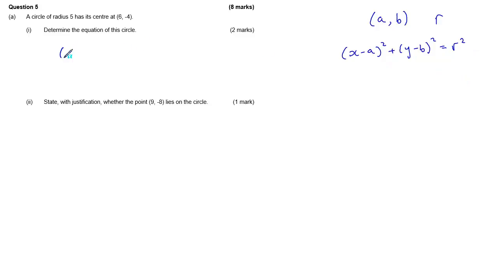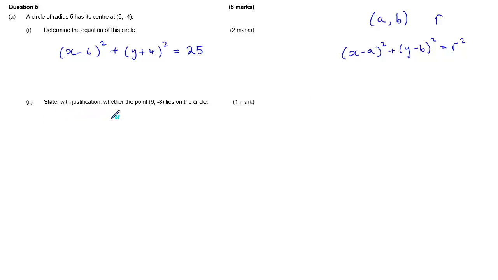So here we can have (x - 6)², then it will be y take away -4, so that's going to be (y + 4)², and the radius is 5, so that would be 25.